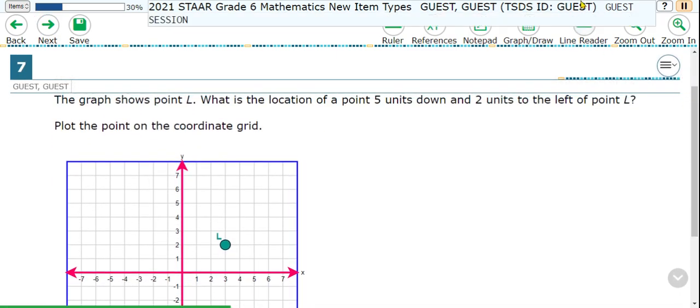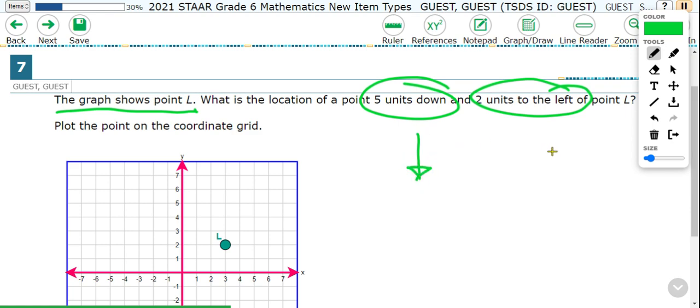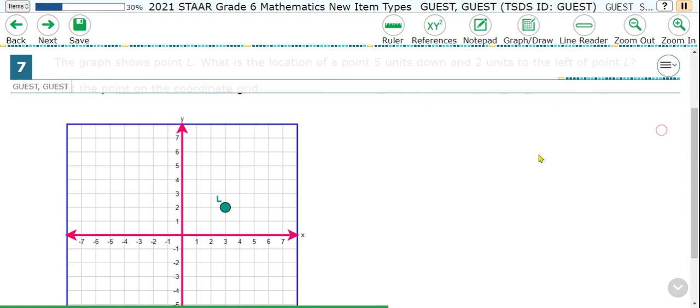Going to follow the directions. It says go down 5 units from the point and then left. Down and left. Down 1, 2, 3, 4, 5, and then left 2. 1, 2, 3, 4, 5, and then left 2. And you just plot the point right there.